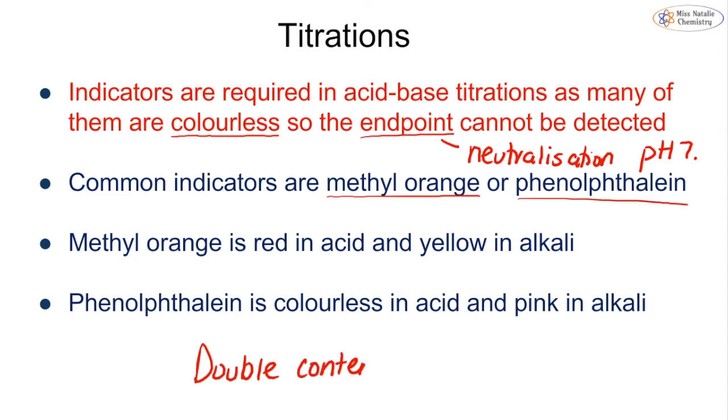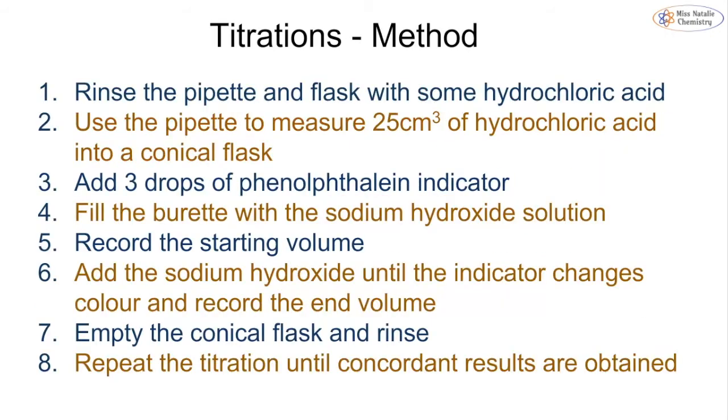So if you can't remember, go back and have a look at either the textbook or watch the video. Methyl orange, remember, in an acid is red, and in an alkali is yellow, and phenolphthalein is, as we've said a few times now, colourless to pink. So just to run through the clear steps of the method, we rinse the pipette and the flask with some hydrochloric acid. We do not use water because that will dilute our sample and we need a very specific concentration.